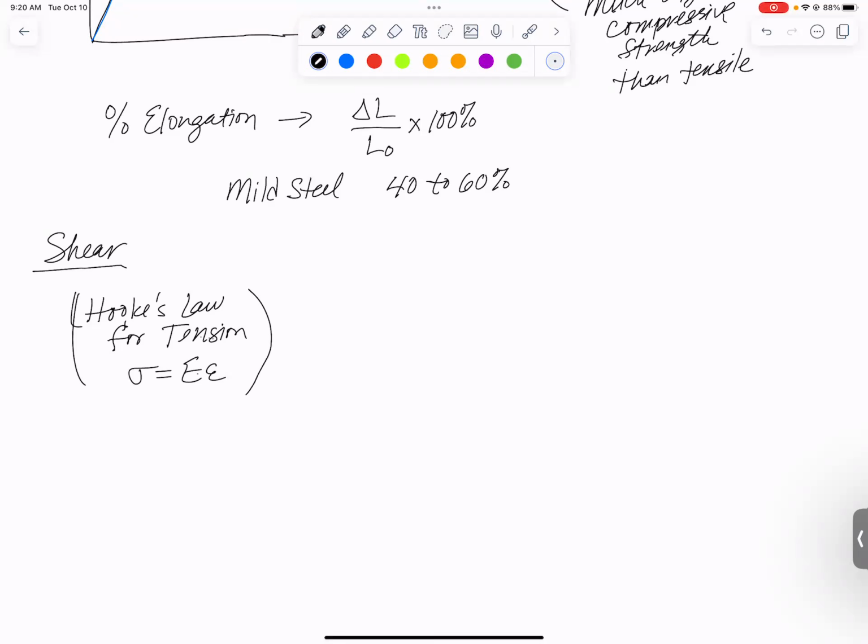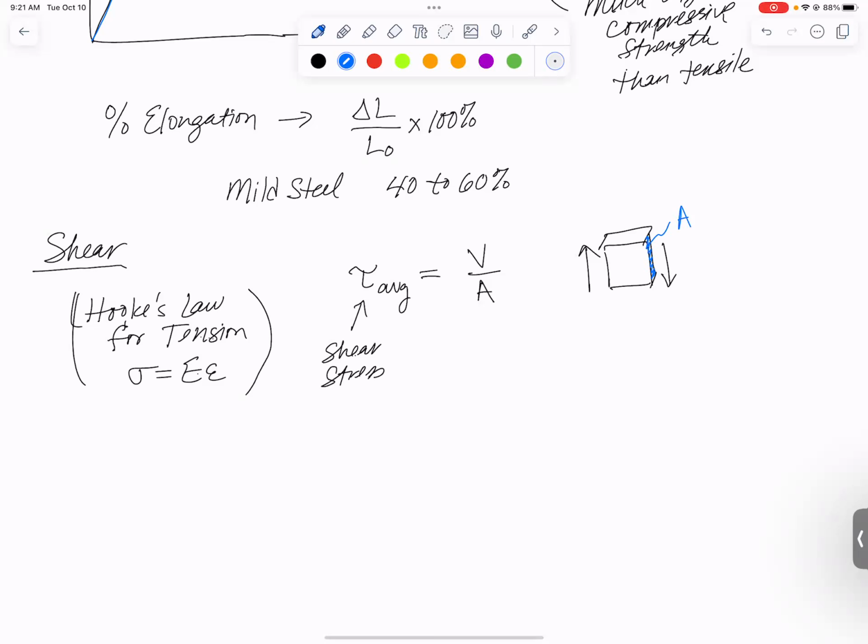Well, there's a similar law for shear. So shear, we define shear stress. You guys have seen this before. Average shear stress is going to be shear force divided by area, where we think about shear as being a force like that acting over an area right here. That's if I'm looking at the area on the side, it's not the area in the front, it's the area on the side. We can take that shear force divided by area and get a sense of average shear stress. We're also going to use shear strain. This guy is shear strain.